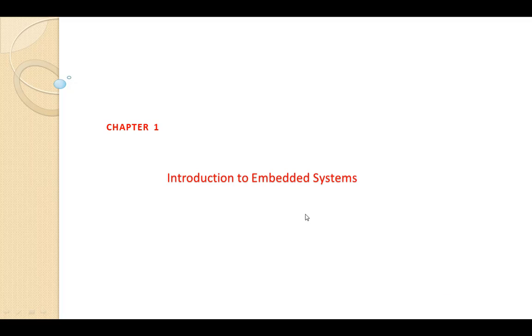Chapter 1, Introduction to Embedded Systems. Here we are introducing what exactly embedded systems means, what the architecture of an embedded system is, what the classification of embedded systems is, and what some of the applications we can see in embedded systems are.